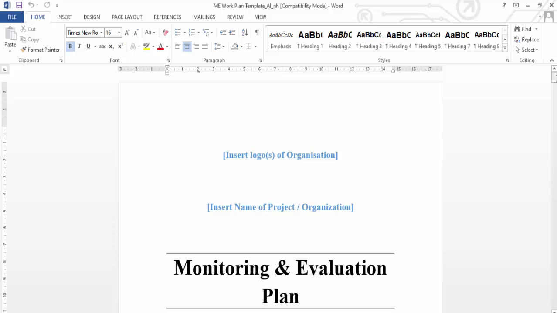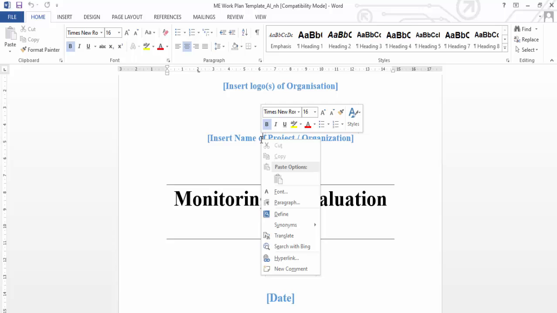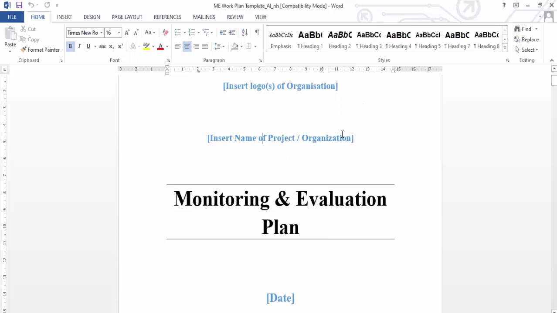Okay, so without wasting any more time, let's get straight into business. This template is very useful in the work that you do as monitoring and evaluation professionals. Usually what you have to do is insert your logo here. It's always good to have an organization logo. It's also good to insert the name of the project or the organization. Remember, the monitoring and evaluation plan can either be specifically designed for a project, or it can be for an organization. So of course you need to insert your date there.